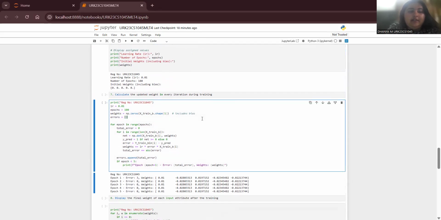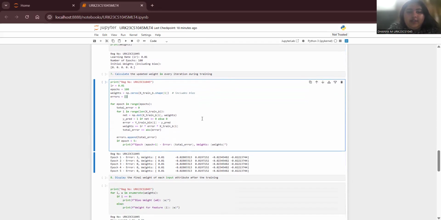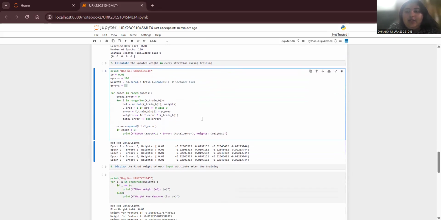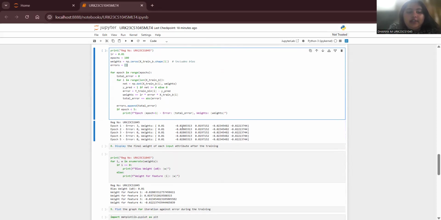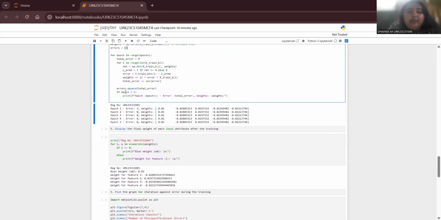And for the seventh question, I have calculated the updated weights in every iteration during training. During training, the perceptron calculates a weighted sum of inputs, so output is equal to W1 X1 plus W2 X2 plus W3 X3 plus W4 X4 plus bias. The predicted output is compared with the actual output. If the prediction is incorrect, the weights are updated using the perceptron learning rule, which is new weight equals old weight plus learning rate times error times input. This process repeats for multiple iterations until the error decreases. Here we can see the iterations and the error calculated.